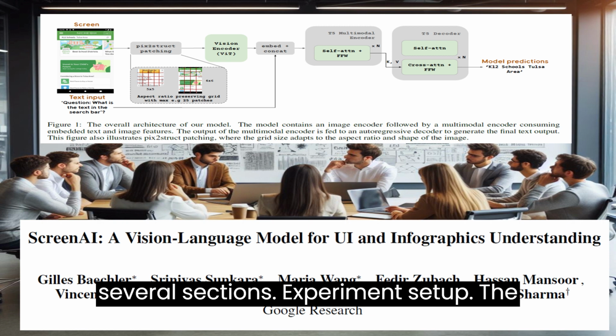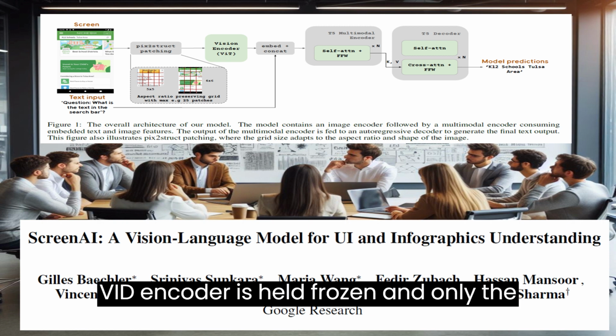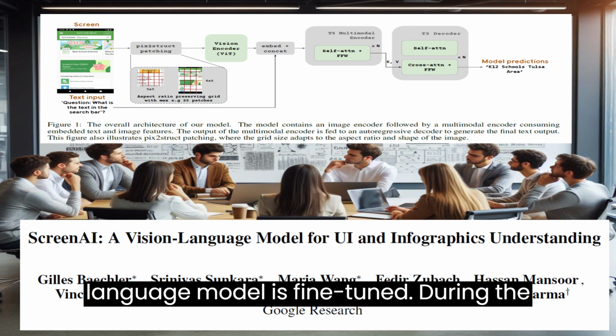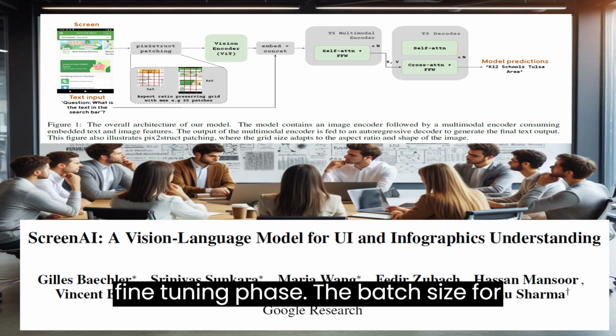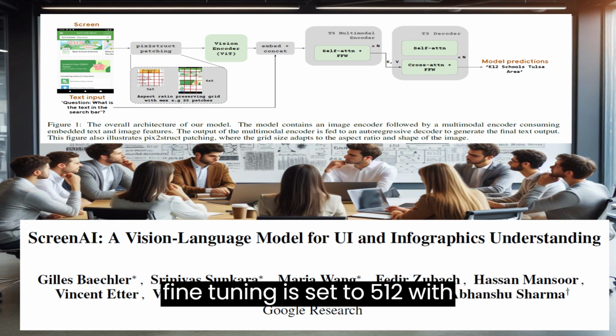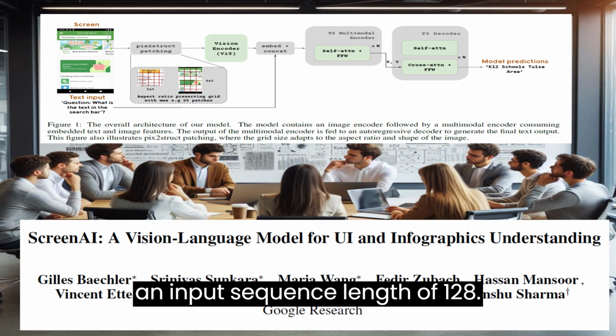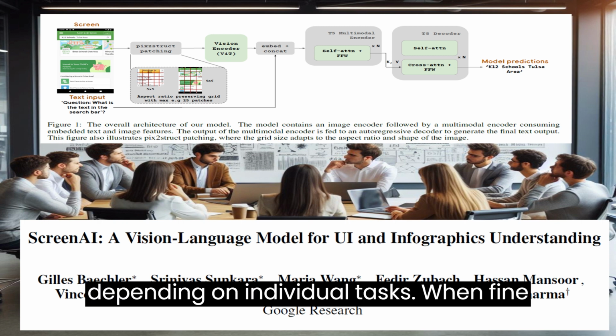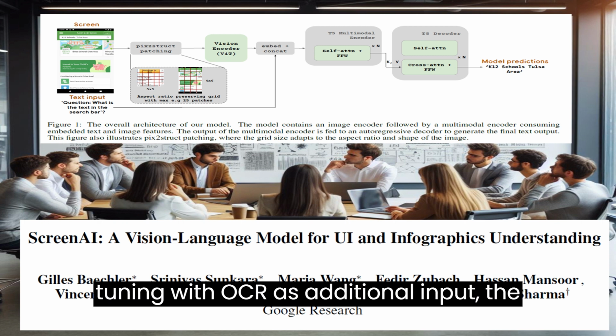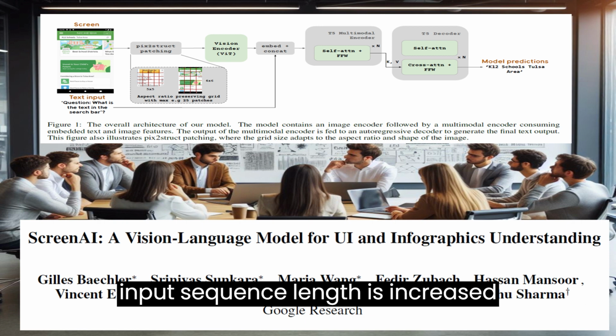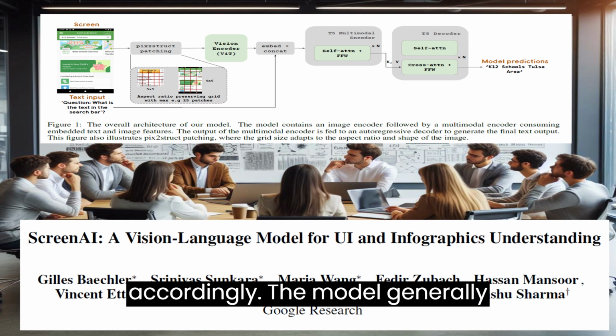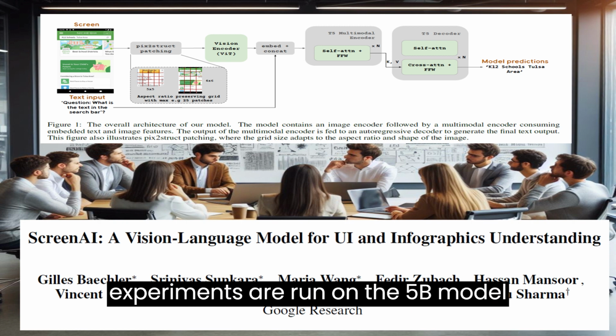Experiment setup. The ViT encoder is held frozen and only the language model is fine-tuned during the fine-tuning phase. The batch size for fine-tuning is set to 512 with an input sequence length of 128. The output sequence length varies depending on individual tasks. When fine-tuning with OCR as additional input, the input sequence length is increased accordingly. The model generally converges within 30K steps. All experiments are run on the 5B model.